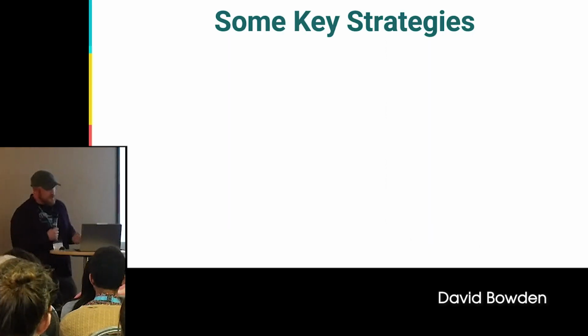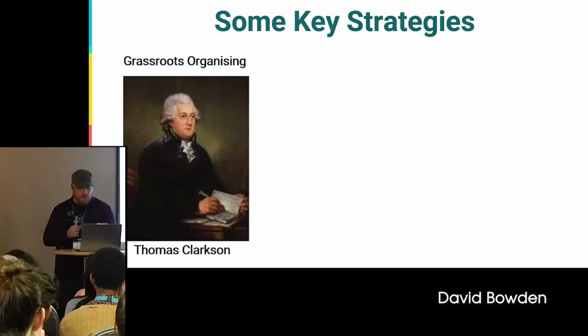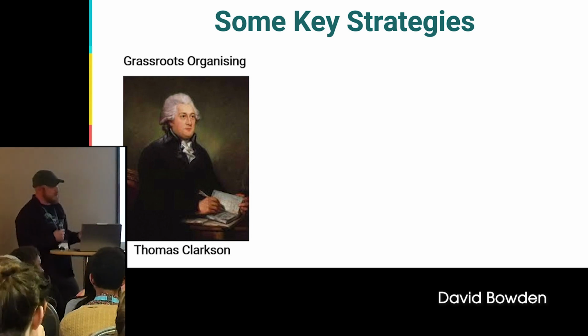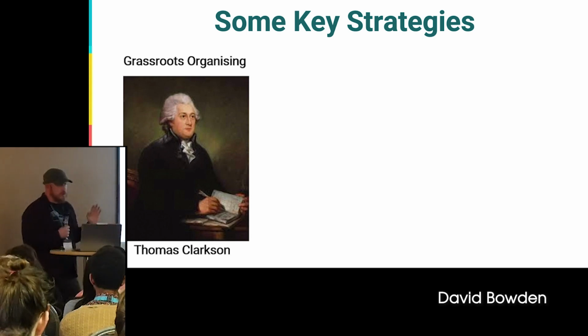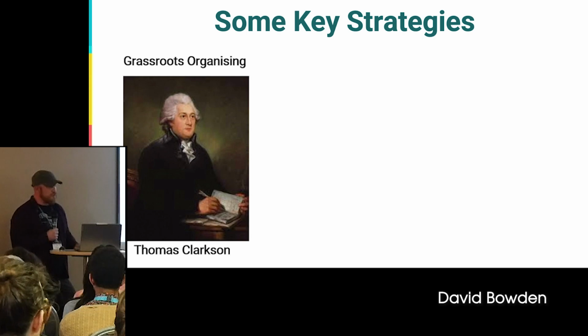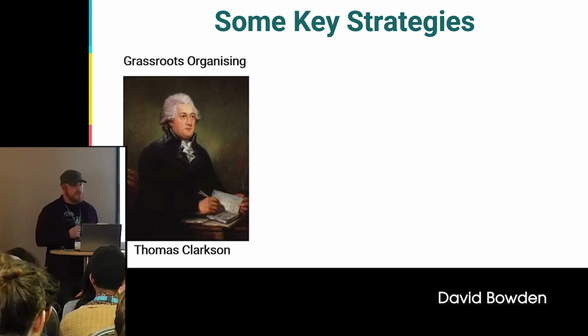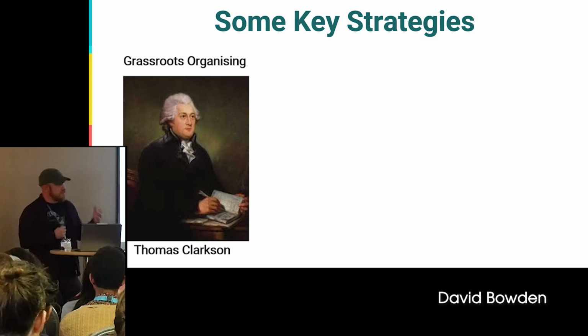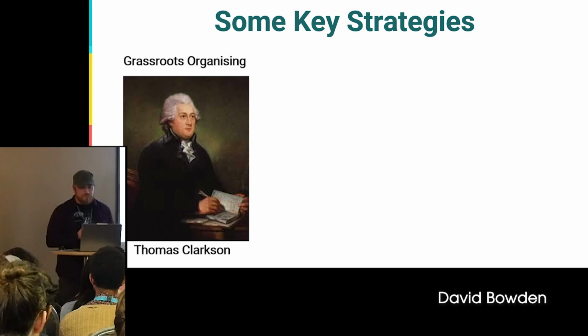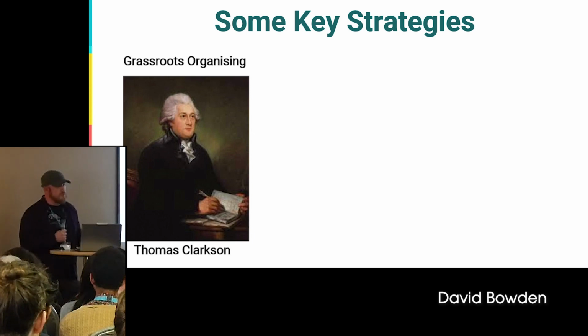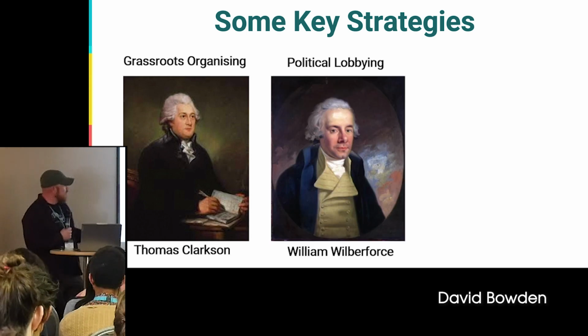So what were some key strategies? Well, one was grassroots organising. Thomas Clarkson went all around the country, setting up local groups, getting petitions signed, gathering witnesses for Parliament. And it was really important in mobilising public opinion against slavery and creating pressure on politicians to act. We also did political lobbying.